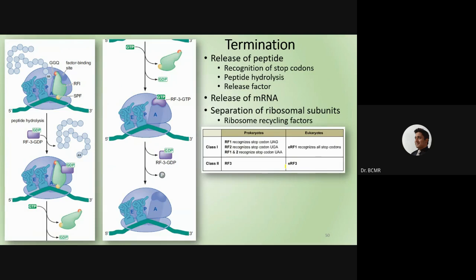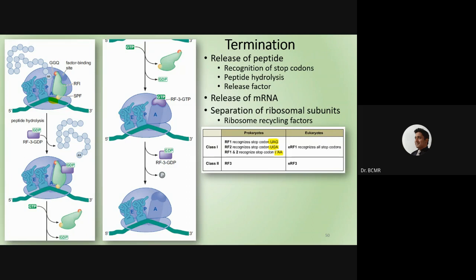So termination, I'll try to give an introduction to this and then I'll stop. We'll take this in the next class. Termination happens when the stop codon is present in the A site. There are no tRNAs that recognize stop codons. Stop codons are UAG, UGA, UAA.